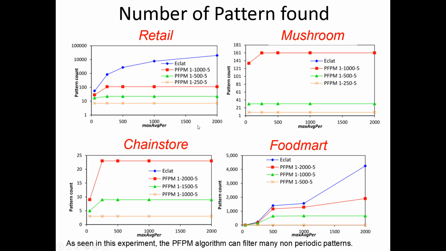Here we change again the parameters, and we find that if we find all the itemsets on retail, maybe there are 10,000 patterns. But if we find only the periodic patterns for these parameters, we find less than 100 patterns. So that means there are a lot of patterns in this database that are not periodic. So using our new algorithm, we can filter many patterns that are not periodic. So that means it's useful actually. We can focus on the periodic patterns and ignore many patterns that are not periodic, if it is what we want, of course.